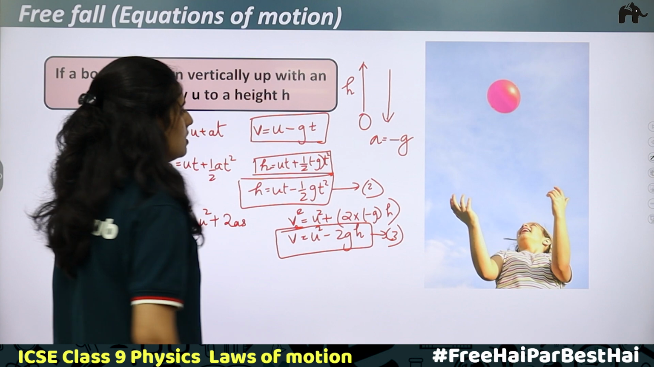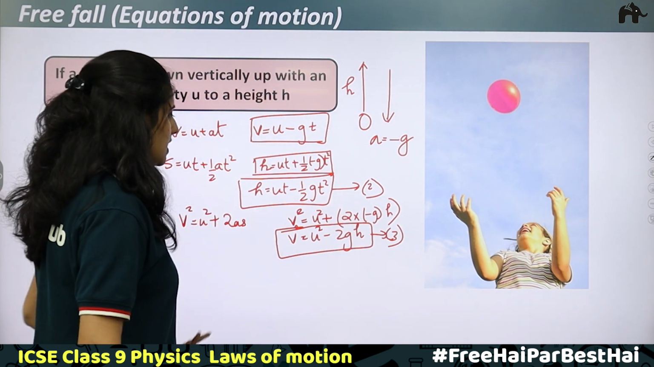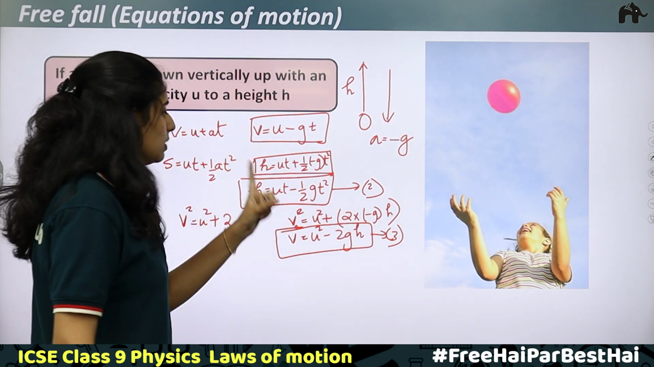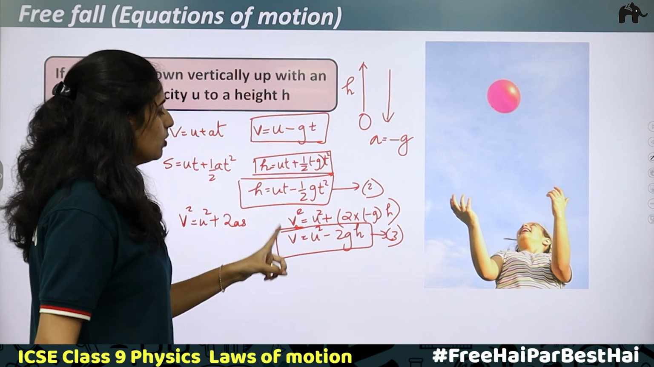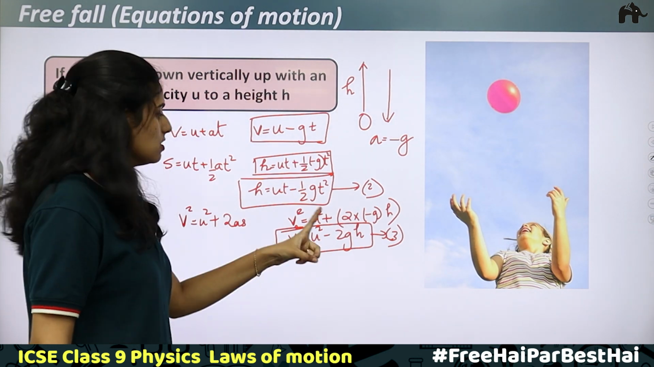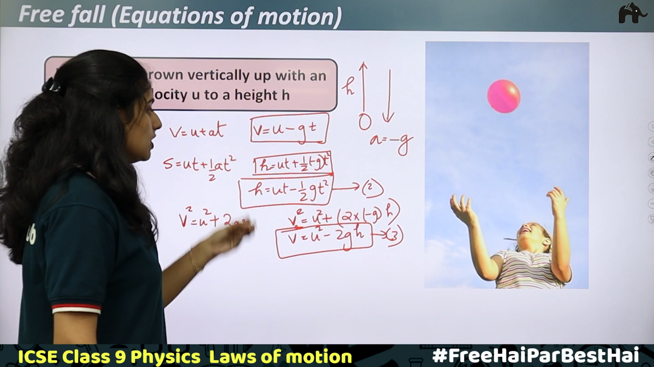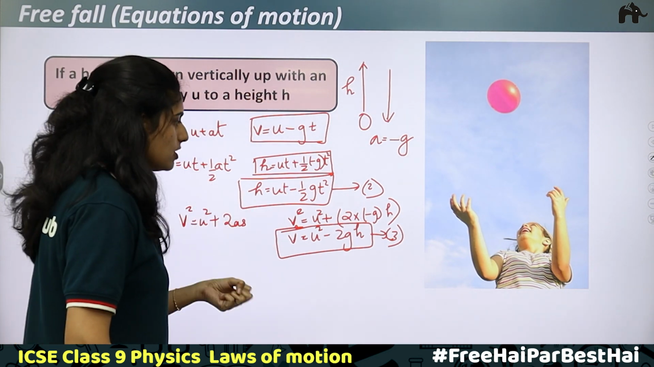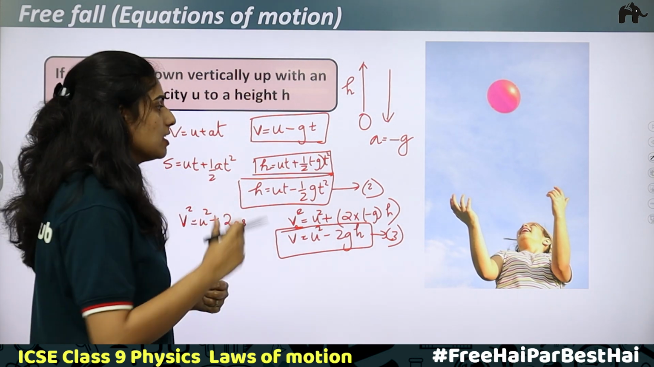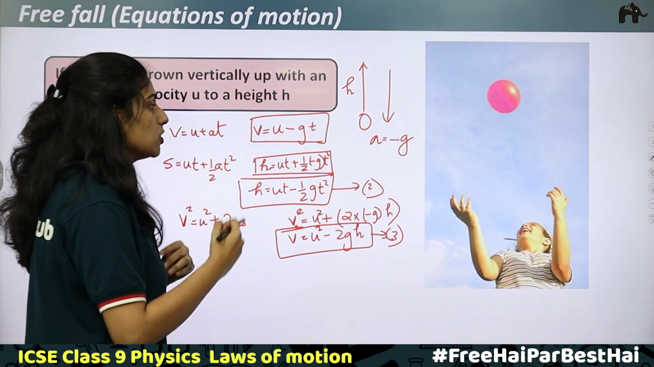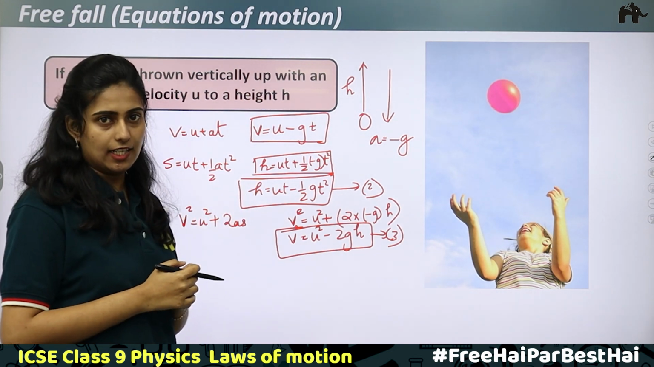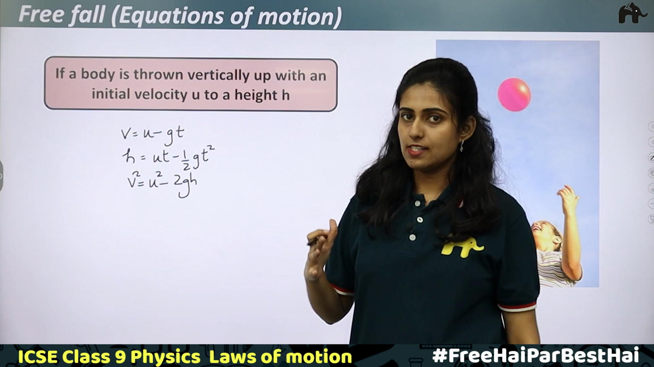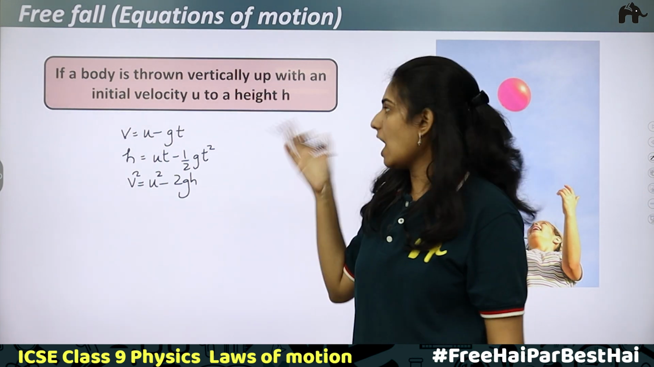So first equation, v is equal to u minus gt. Second equation, h is equal to ut minus half gt square. Third equation, v square is equal to u square minus 2gh. Okay, so here a force is applied. Due to the force, there is an initial velocity and the body is moving in a direction opposite to the direction in which the force of gravity is acting. Now we have these three equations for a body that is thrown upwards.